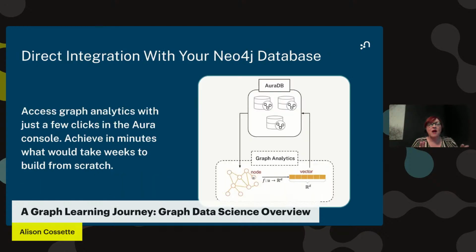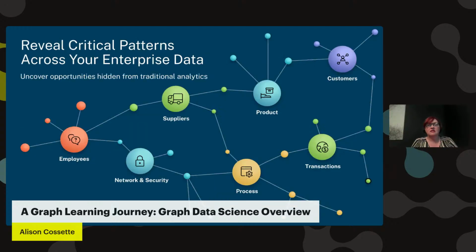But what is it that we're actually scaling and what are we getting into? As I mentioned, in your AuraDB, Graph Analytics is available in the console. And you can achieve in minutes what would normally take weeks to build from scratch. So let's dive into this a little bit.